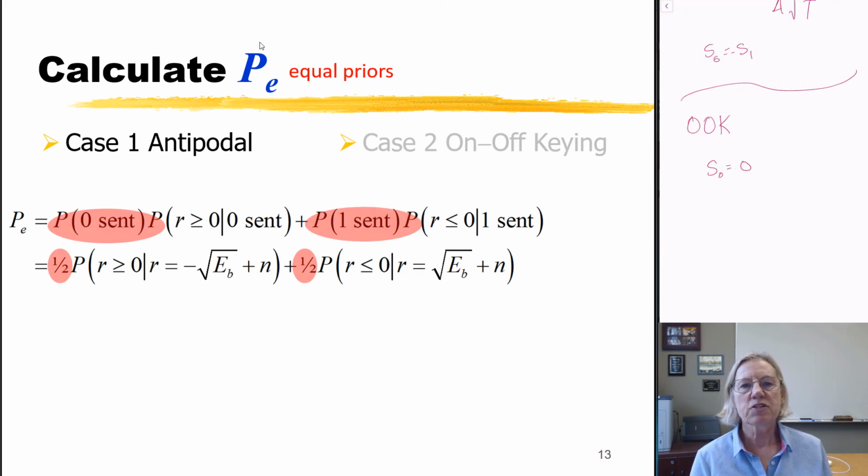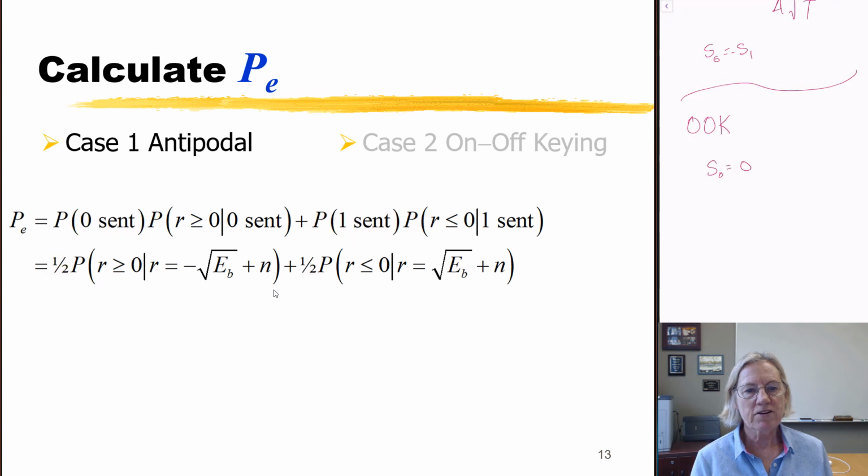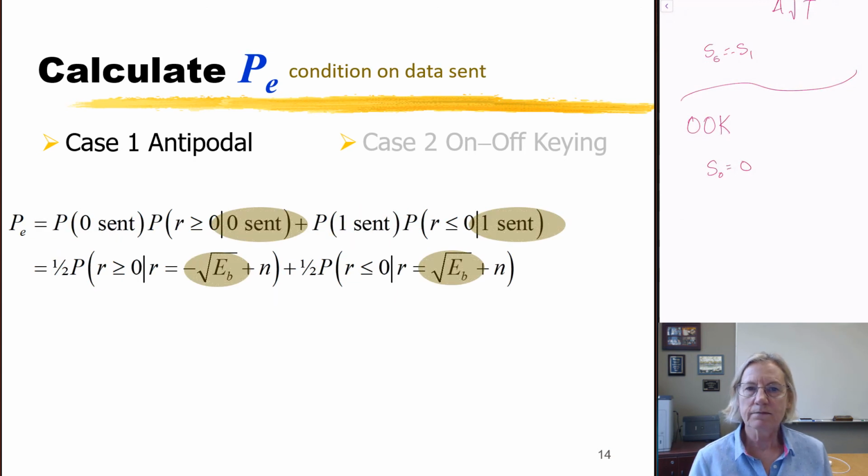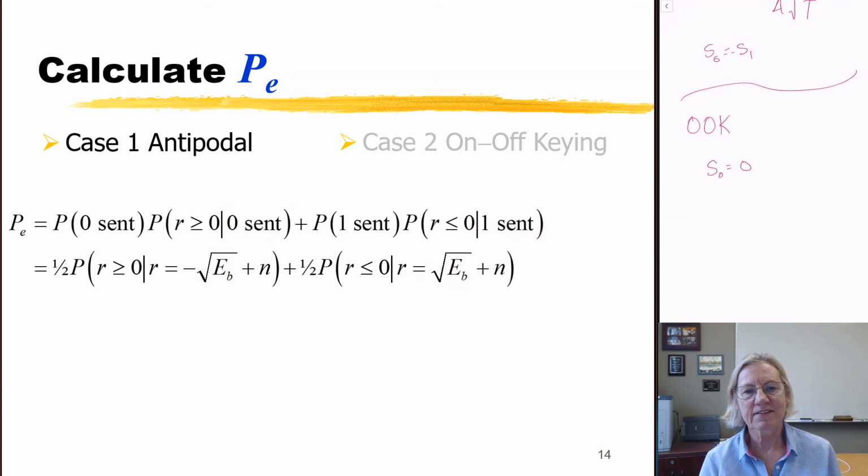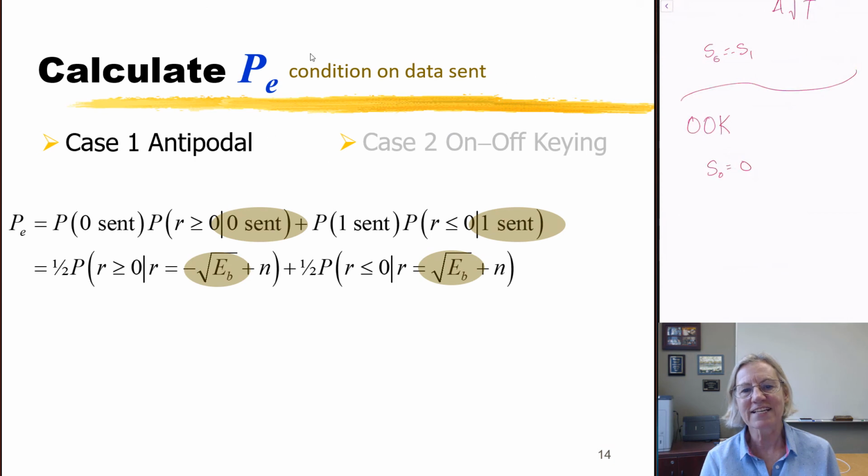Now I'm going to make the assumption of equal priors. And equal priors means that I can replace the a priori probabilities in this probability of error calculation with 1/2 each for the binary case. So with this assumption of equal priors, we can go on with the calculation. And in this case, what does it mean when I say that a 0 is sent? So the next step is to condition on the data sent.